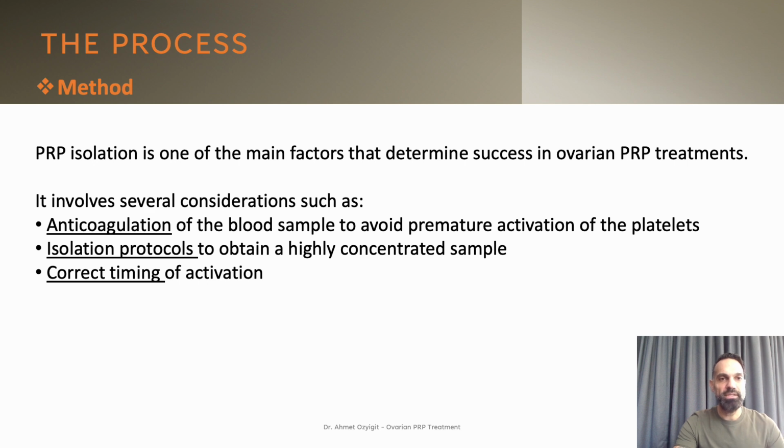So your blood sample is obtained and is subjected to laboratory processes so that the platelets can be isolated. But before this is done, the blood sample needs to be anticoagulated, so that we can avoid premature activation of the platelets, because platelets exert their activity once they're activated. If they spontaneously activate themselves before you inject into the ovaries, then they're not going to work. So anticoagulation is a vital process here.